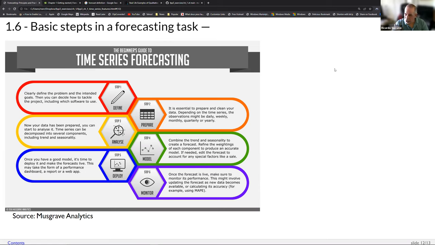Then after you analyze, that's your EDA phase, right? You visualize your data. Then you start going to the modeling, putting your data into different models and seeing which is the model that gives you the best estimate, depending on a metric. Then you go to the deployment phase, the production phase.